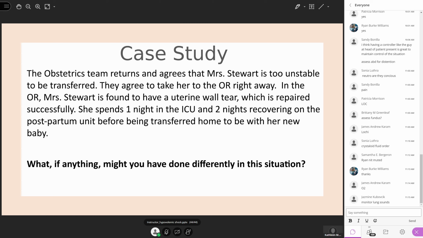So what, if anything, would you have done differently in this situation? And maybe nothing. It seems like you notified, but does anyone have any thoughts on whether they would have done anything differently? Sandy? I saw that the IV accesses were done a little later on. When we watched the video, they kind of got that started right away. Yeah, the IVs would have been in immediately. Absolutely. That would have been your number one. You would have done that immediately.